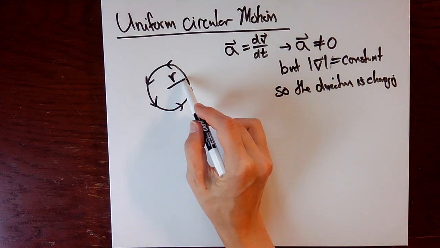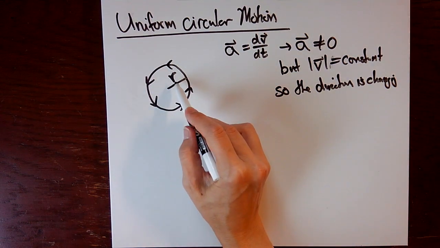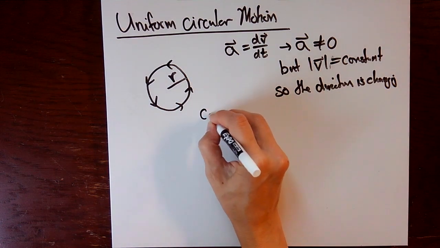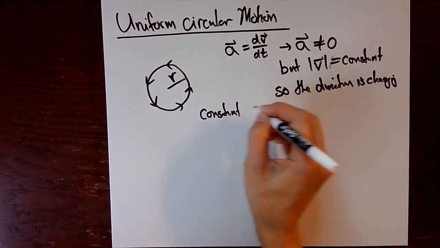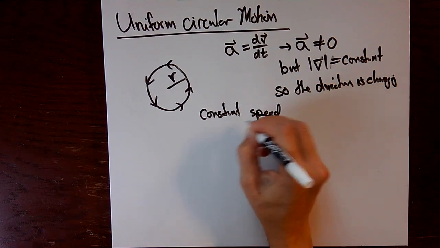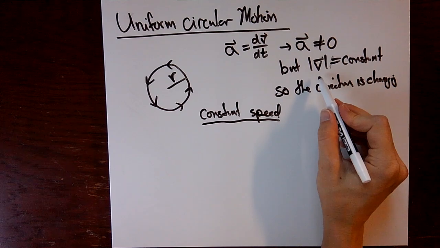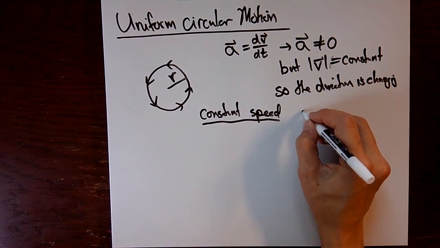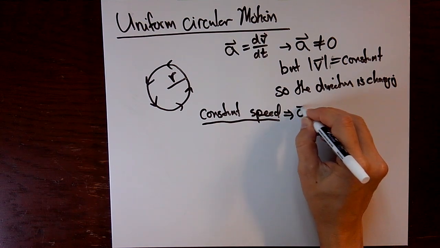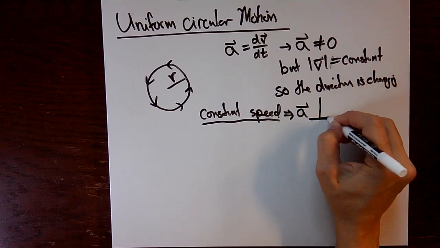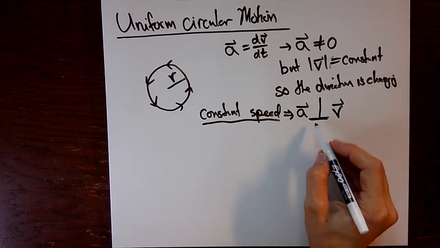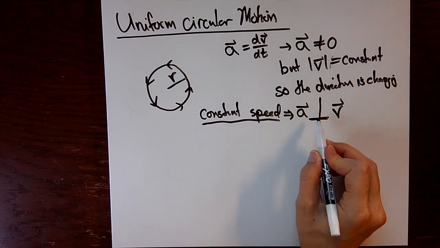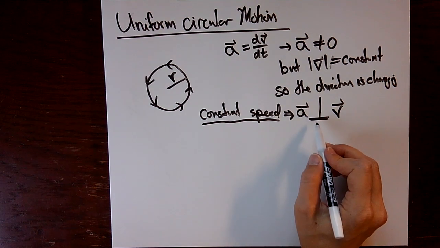Not only are we moving in a circle, so a uniform distance from the center, but we're also doing so at a constant speed. And that means that the acceleration and the velocity have got to be perpendicular to each other. And we draw that with this little figure right here. So this means that acceleration and velocity are perpendicular, or at 90 degrees to each other.